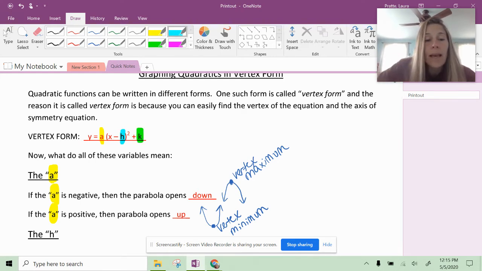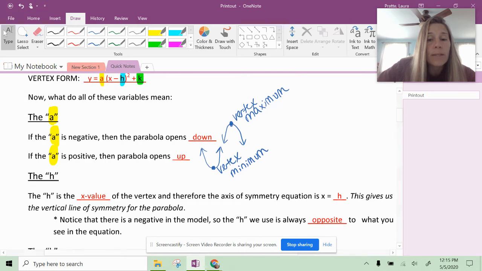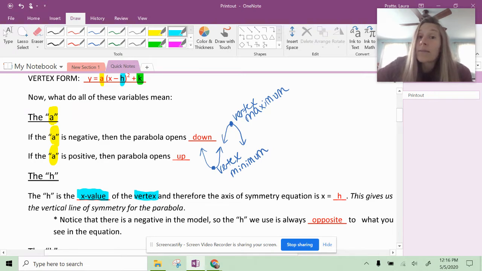So the h and the k have interesting effects on the graph. So the h is basically your x value. So your h is the x value of the vertex, and therefore it's also your axis of symmetry. So when you write the equation for your axis of symmetry, it's x equals whatever is in that h spot. This gives us the vertical line of symmetry for the parabola.